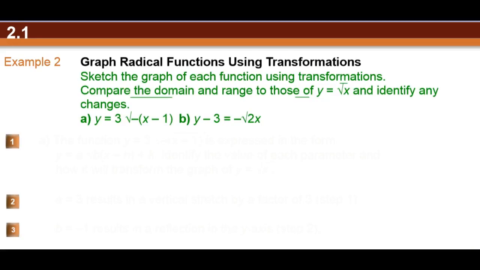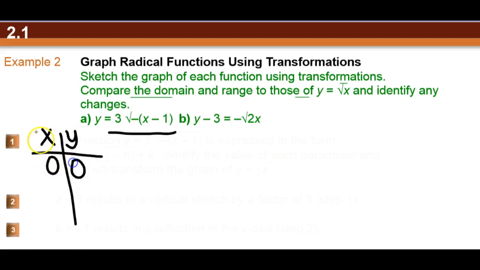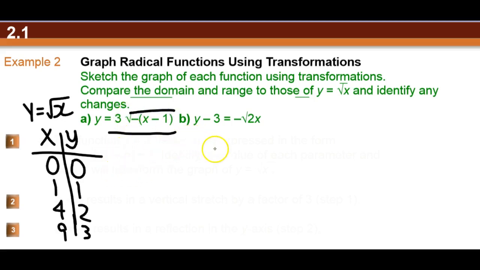Okay, example 2. Sketch the graph of each function using transformations, compare the domain and range. So here is our equation, and we need to sketch the graph of this. So let's start with our usual points. Okay, so 0 and 0, because our usual table, as simple as it can get, is just root x, right? So 1 and 1, 4 and 2, and 9 and 3, because I'm just taking the square root of all my x's. Okay, so now, I don't know why the root's cut off here. That's supposed to have a root there, and right there. And I would add 3 just so it looks better.